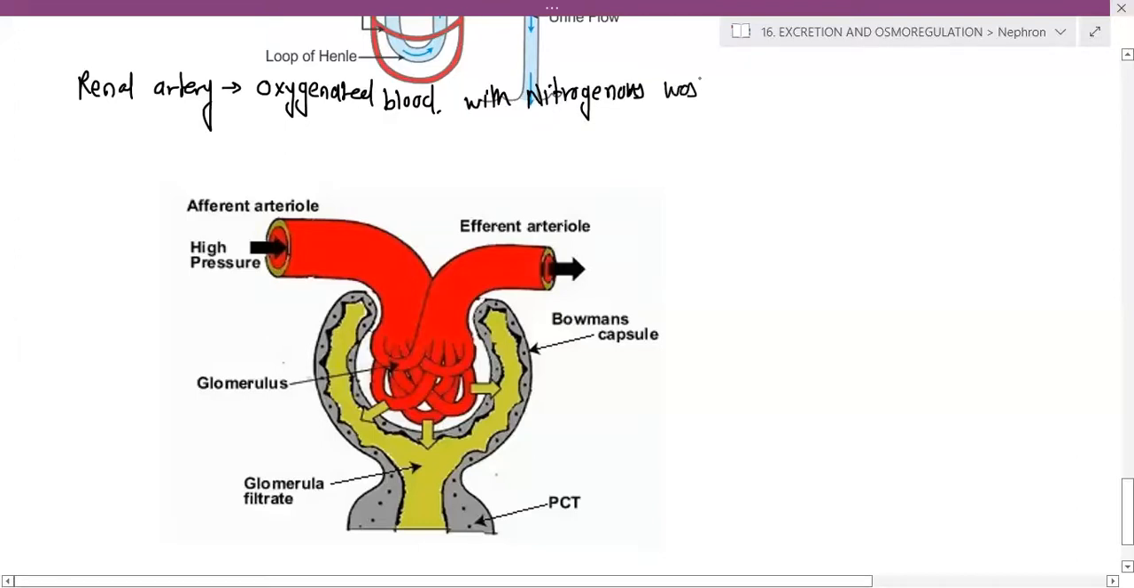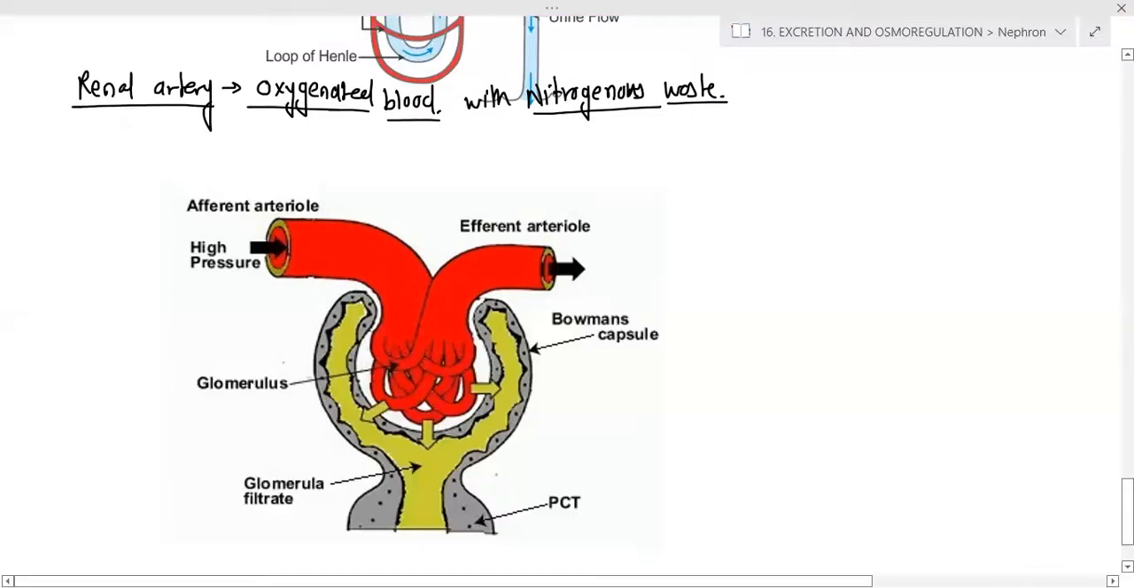Okay, and that waste product we need to remove, and whatever energy is required for this process will be provided by oxygen. Oxygen is required for the energy production. So it will bring oxygen plus nitrogenous waste, and the renal artery brings this. When the renal artery enters into the kidney, it will divide into several arterioles, and every arteriole goes towards one nephron. Correct? Remember this?